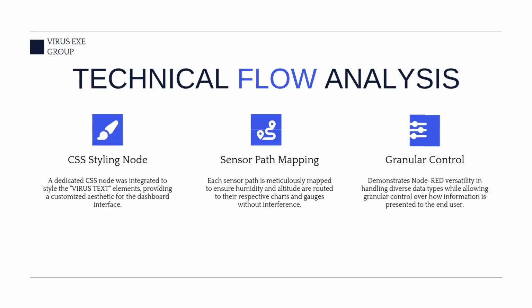A deeper look into the flow configuration reveals the use of specialized nodes to enhance the user experience and data accuracy. For instance, a dedicated CSS node was integrated to style the virus text elements, providing a customized aesthetic for the dashboard interface. Each sensor path is meticulously mapped to ensure that variables like humidity and altitude are routed to their respective charts and gauges without interference. This technical setup demonstrates the versatility of Node Red in handling diverse data.